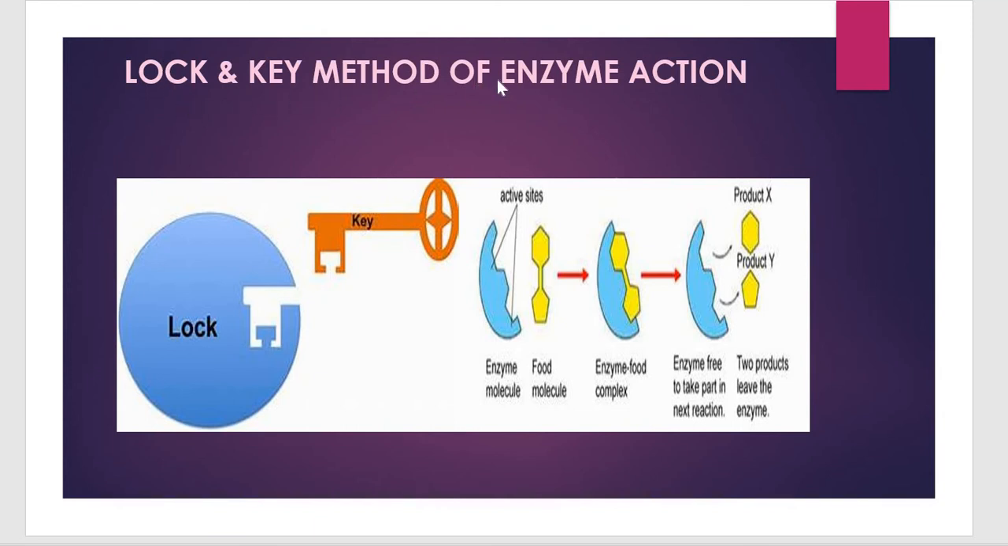Enzymes work as a lock and key method. Like for every one lock, there is one specific key. In the same way, for every food item, there is a specific enzyme. When this specific enzyme combines with the food item, ये इसका lock है, ये key है, they combine and form an enzyme food complex. And when this enzyme food complex forms, the enzyme breaks down these food items and then digestion is completed. Enzymes are not only required for digestion, they are required for respiration also. They are required for other metabolic activities also.